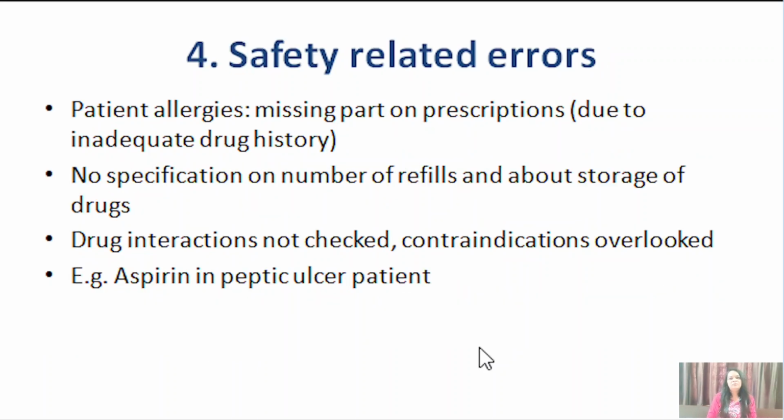Now coming to the fourth type of the prescription error, and that is safety related errors. Sometimes in a hurry, the doctor forgets to ask the patient about allergic reactions, and this may be missing on the part of the prescription due to inadequate drug history. No specification on the number of refills or about the storage of the drugs is mentioned, and drug interactions may not be checked, or contraindications are overlooked. All this can result in a serious adverse drug reaction. For example, aspirin, when it is given in a peptic ulcer patient, it can result in serious bleeding to the patient. So you have to always check for the drug interactions and drug contraindications when you are prescribing to the patient.